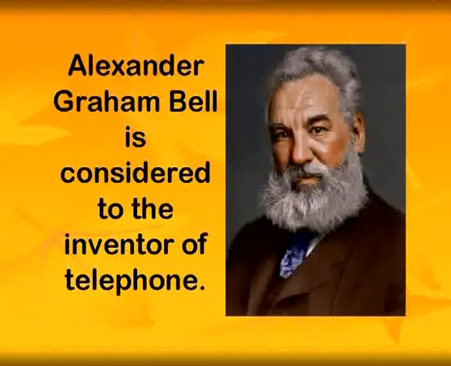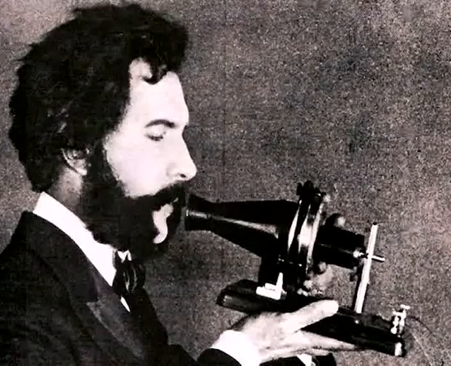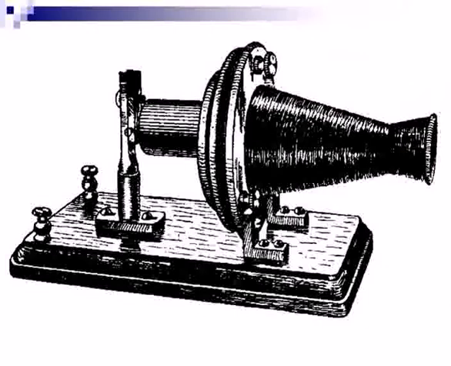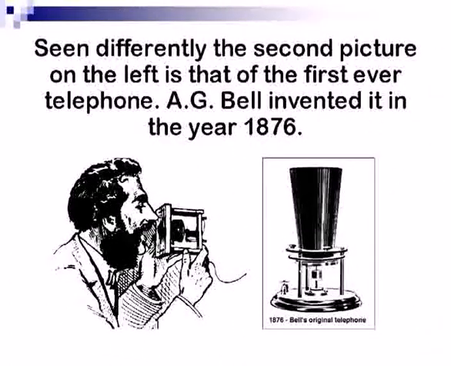Brief history. Alexander Graham Bell is considered to be the inventor of the telephone. The picture below is the telephone invented by Bell. At that time, he called it the electrical speech machine, which we now call a telephone. Seen differently, the second picture on the left is that of the first ever telephone. A.G. Bell invented it in the year 1876.